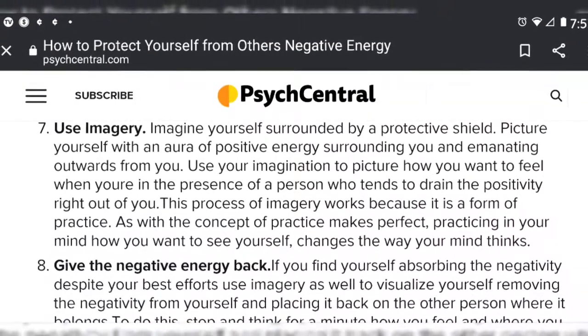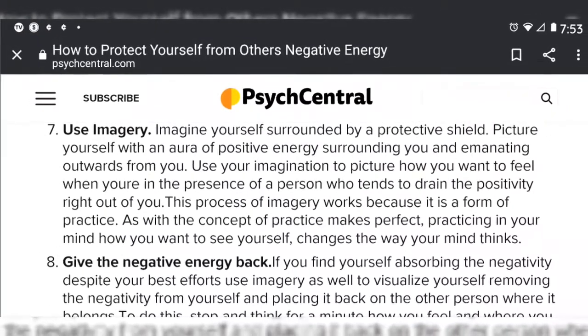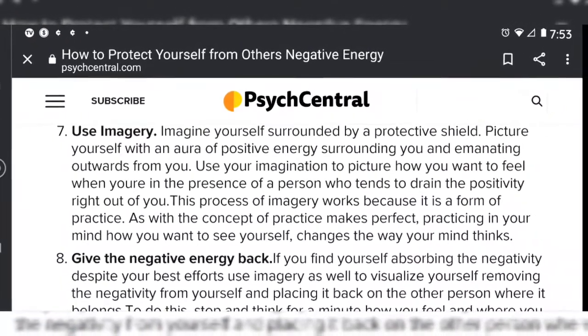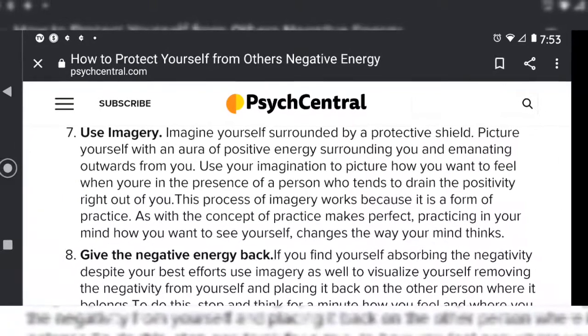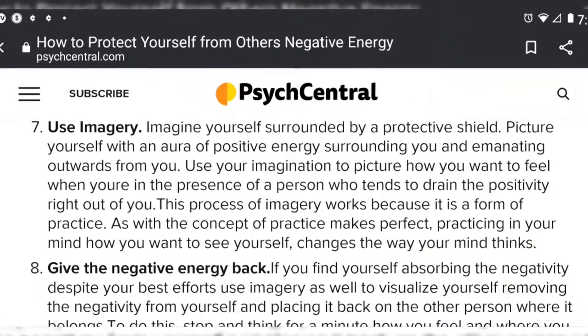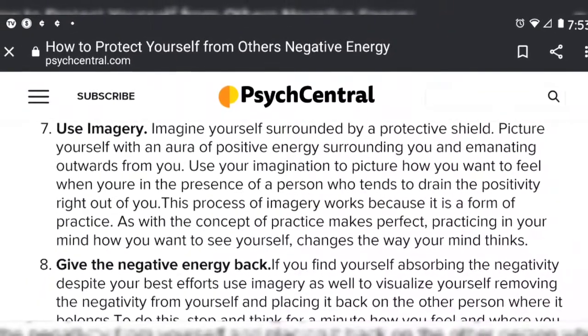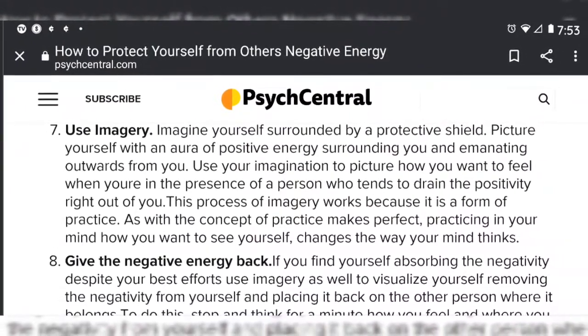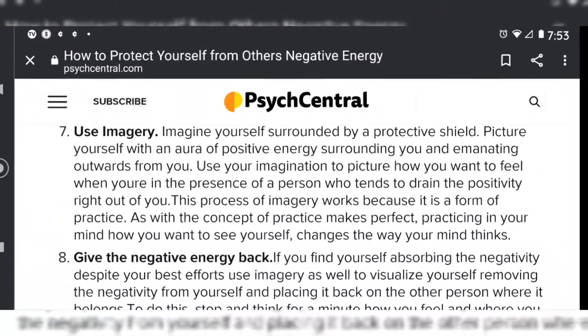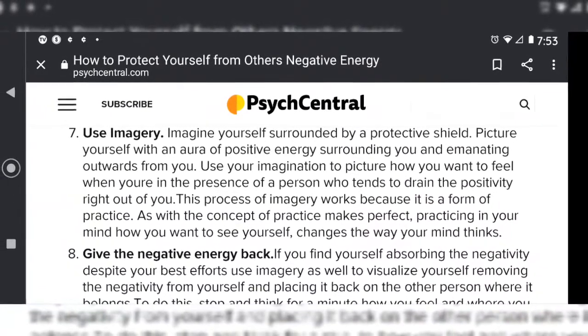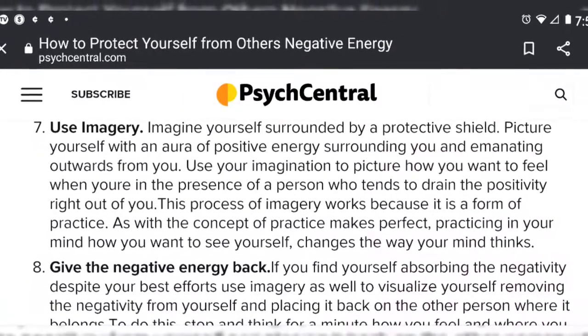How to protect yourself from others' negative energy. Use imagery. Imagine yourself surrounded by a protective shield. Picture yourself with an aura of positive energy surrounding you and emanating outwards from you. Use your imagination to picture how you want to feel when you're in the presence of a person who tends to drain the positivity right out of you.